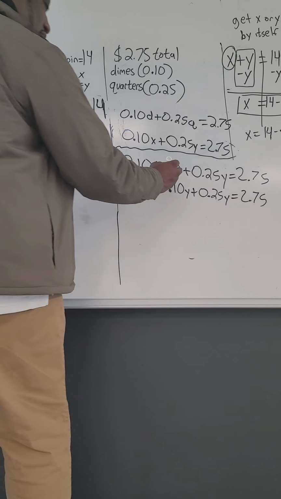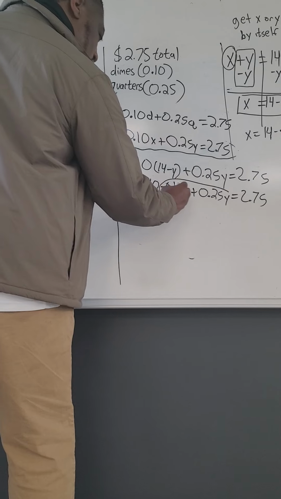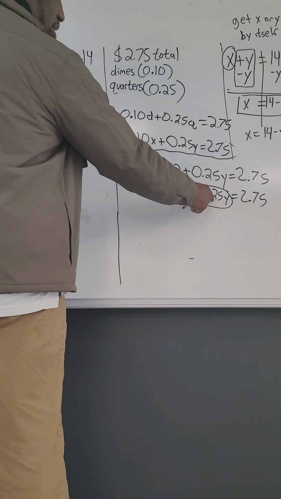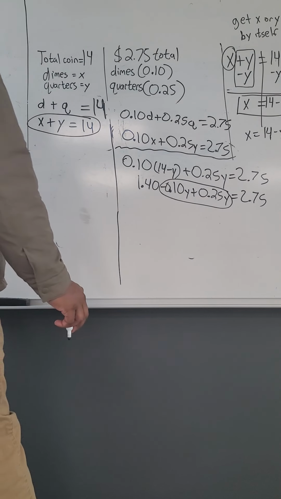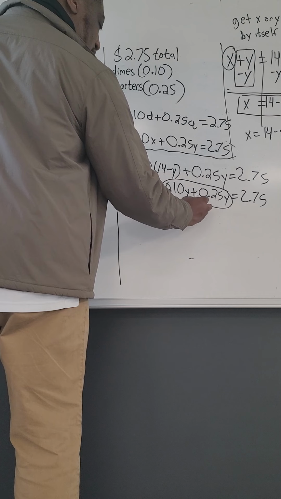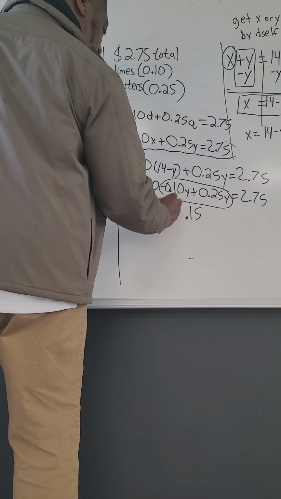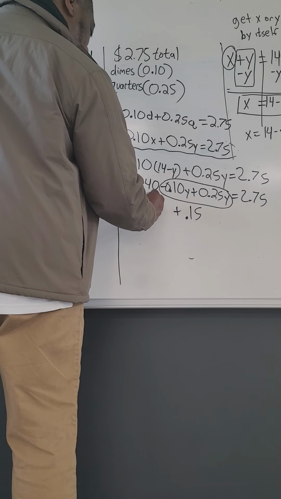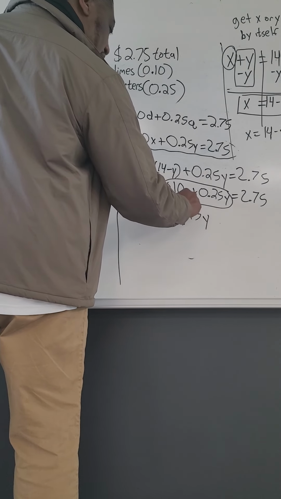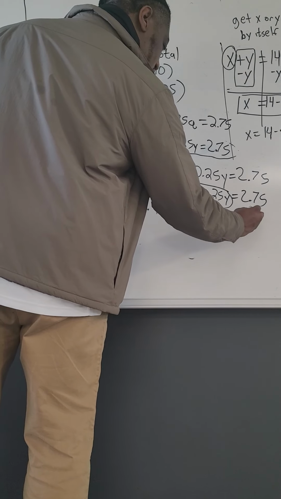Now, if you look, I can put these things together here. That's a negative 10 cents and a positive 25 cents. So 25 cents take away 10 cents, that's just going to leave 15 cents. All right, a positive 15 cents. So $1.40 plus 15 cents Y, because they have the Y there, equals $2.75.